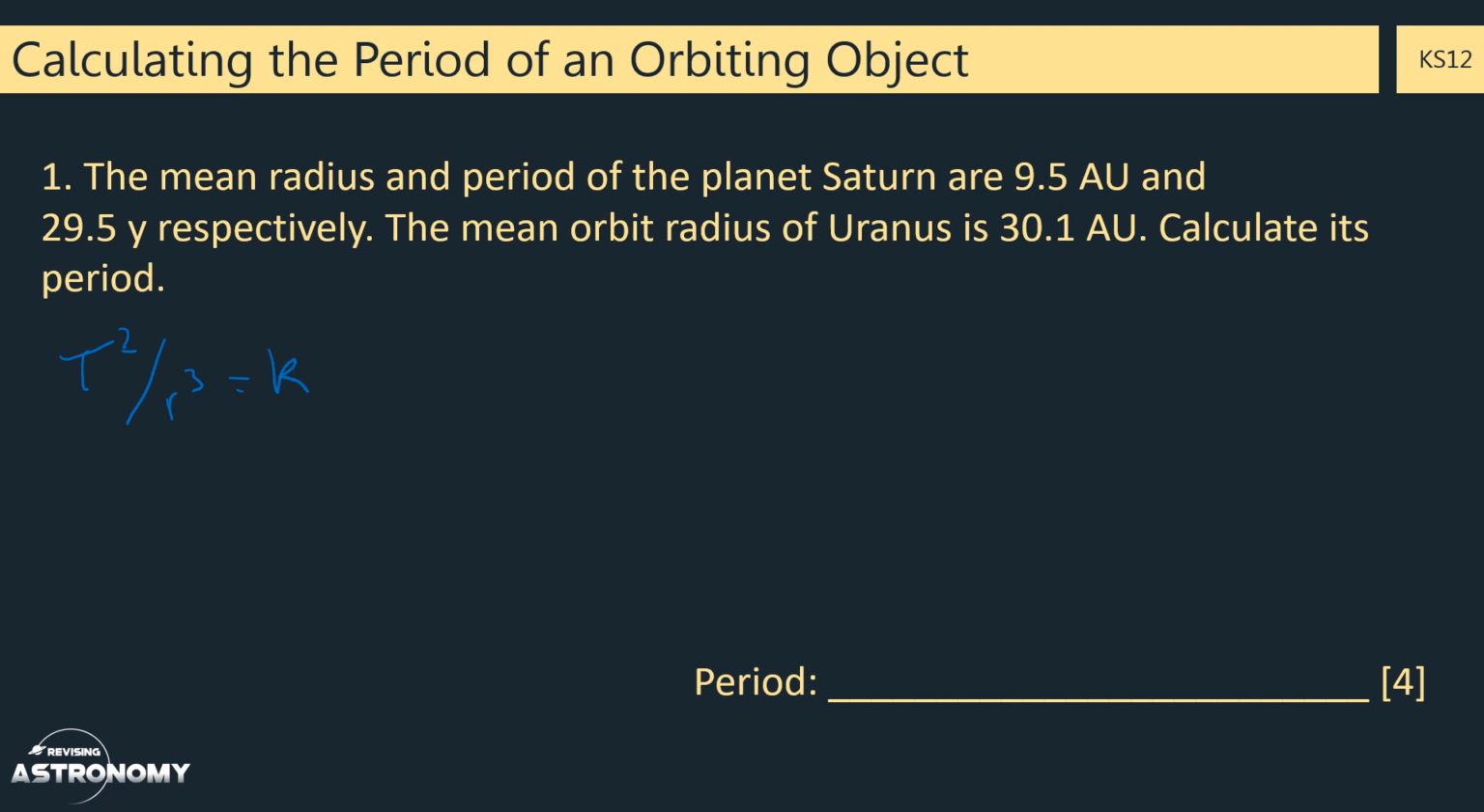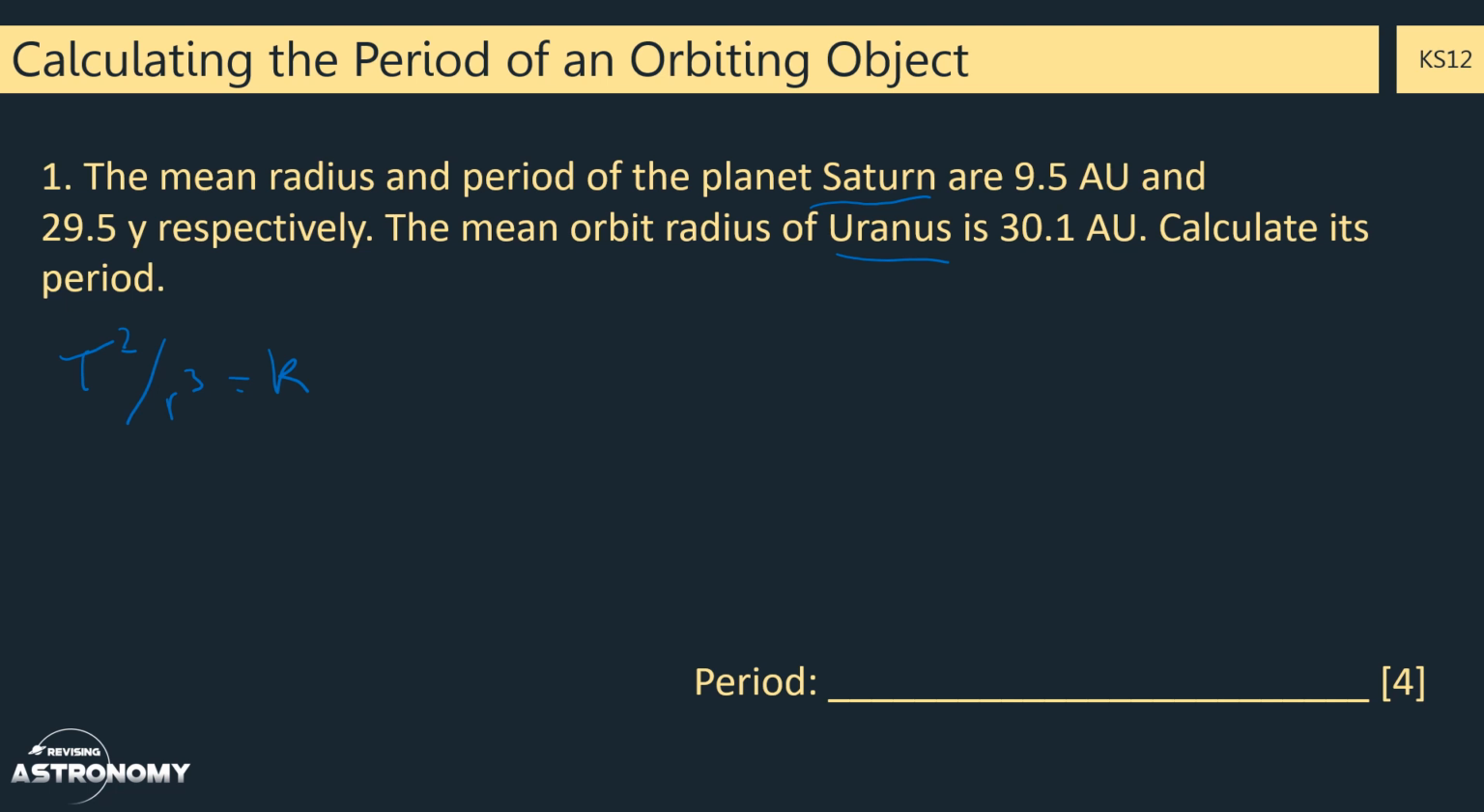To do this, we're going to use the fact that T squared divided by r cubed equals a constant for two bodies that are orbiting the same object. Because Saturn and Uranus are both planets in our solar system orbiting the Sun, they will have the same constant. In fact, the constant will be very close to 1, but with rounded numbers there'll be a bit of a difference, so let's work it out.